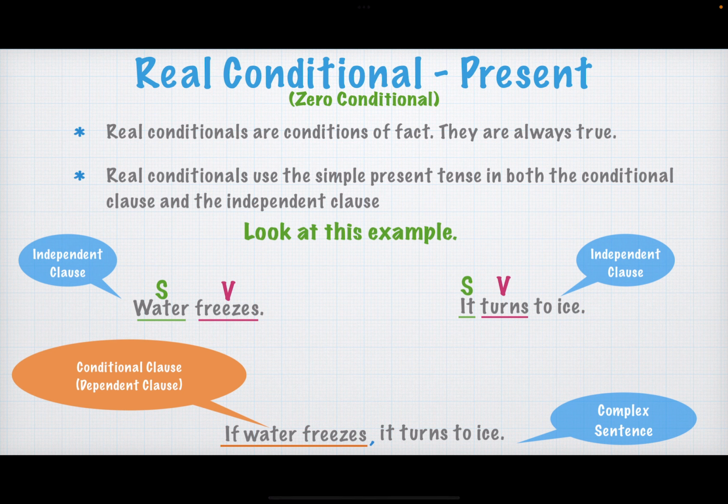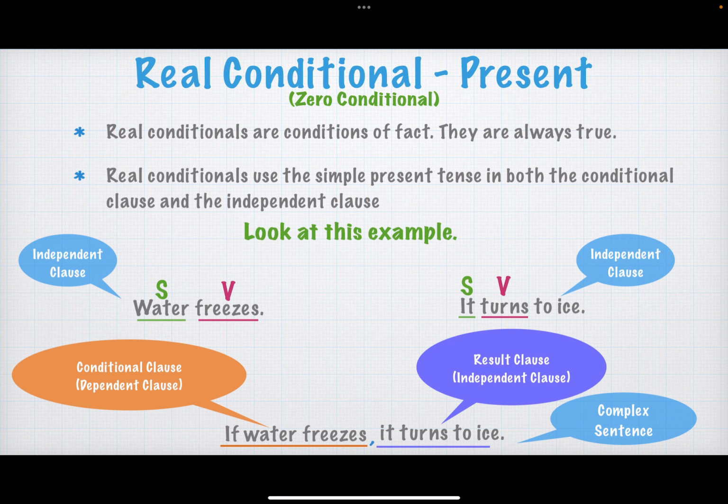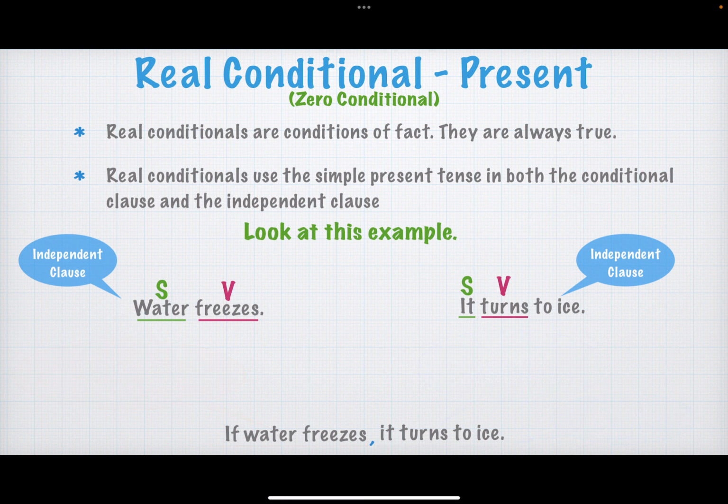This is my dependent clause, also known as my conditional clause. And then this is my independent clause, also known as my result clause. Notice, in both clauses, I use simple present tense. Freezes in my conditional clause and turns in my result clause. So this is a fact, right? Every time water freezes, it turns to ice. This is always true, so I'm going to use simple present tense to express that this is a real conditional for the present.